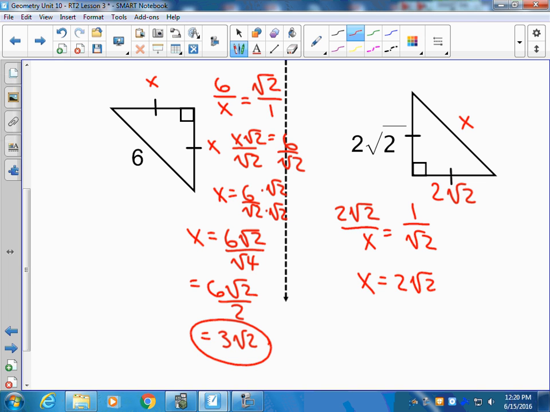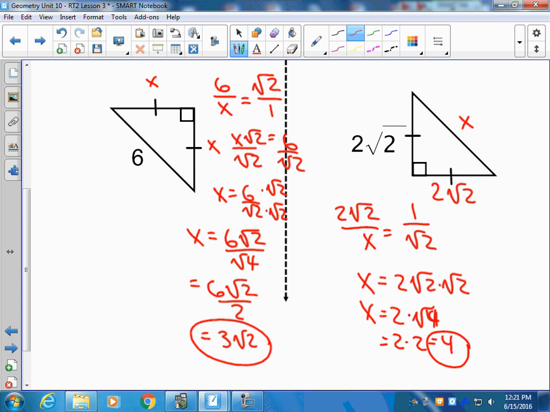2 square root of 2 times square root of 2. X equals 2 times the square root of 4. That's a pretty nasty looking 4. Apologize for that. Equals 2 times 2, or 4.